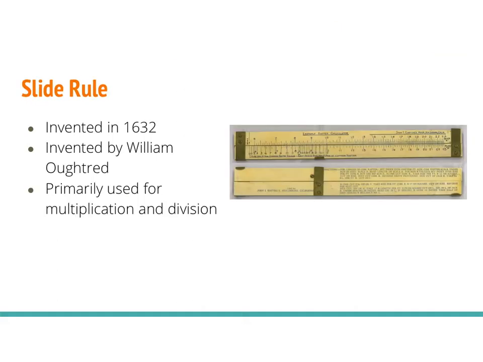Next, the slide rule was invented in the 1630s by a man by the name of Wilhelm Hollerith. And this was primarily used for multiplication, but it was also used for division, which makes it different than Napier's bones.